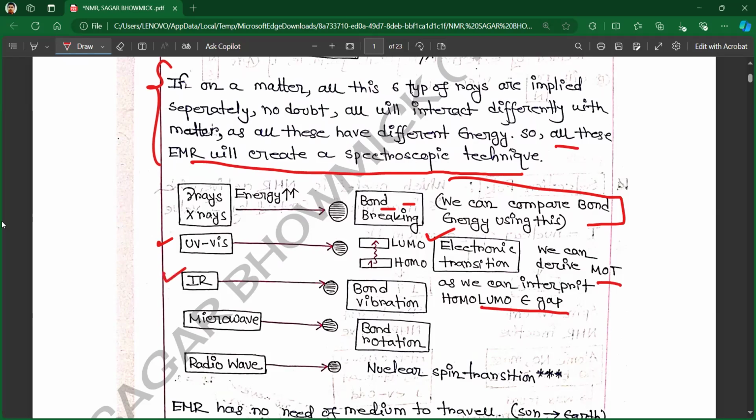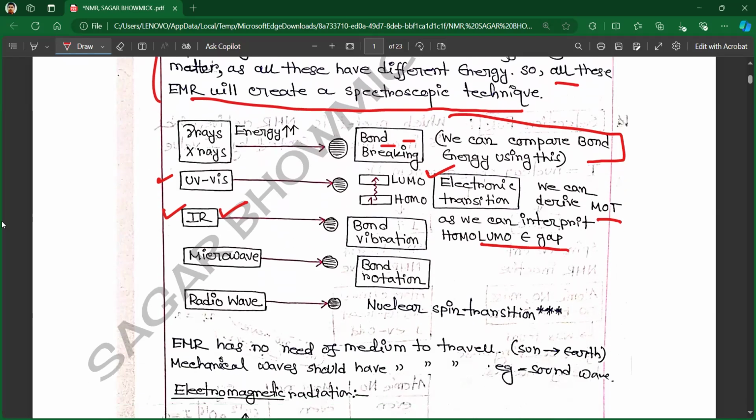Next, infrared. This is responsible for bond vibration. So from here, the spectroscopy we get is vibrational spectra or infrared spectra. Microwave is lower energy, so it can just rotate a bond. It is responsible for the rotation of the bond. So this spectroscopy is called rotational spectroscopy.